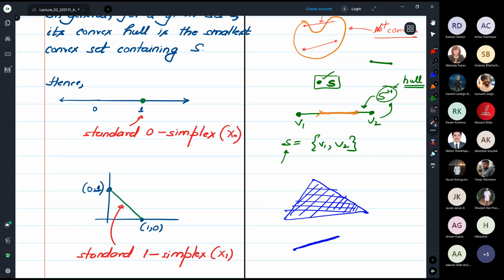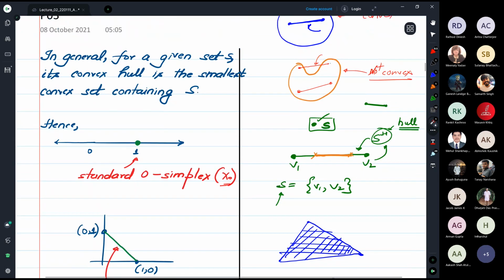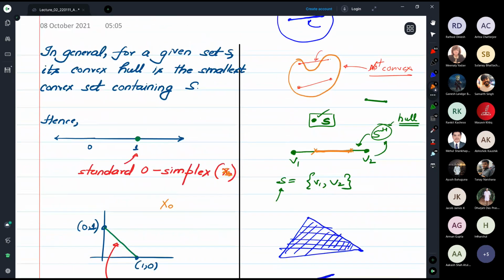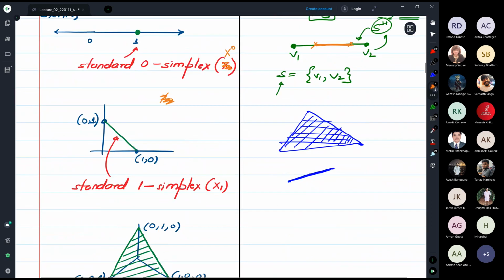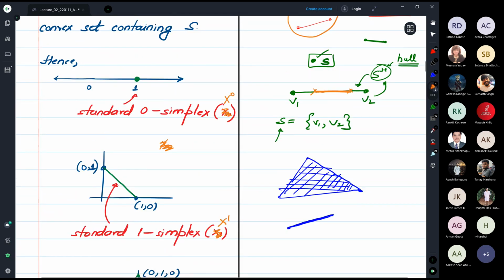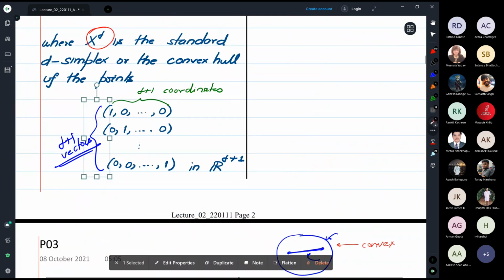Okay, so now recall what I said about xd, right? Xd is the standard d simplex, or the convex hull of these d plus 1 vectors in Rd plus 1. So let's try and understand what x0 is, right? For x0, sorry, I have to write it as a superscript. Okay, so this is incorrect. I should write it like a superscript, and I think I've made a mistake here as well. This also should be x2, right? So x0, sorry, xd is the convex hull of points in Rd plus 1, right?